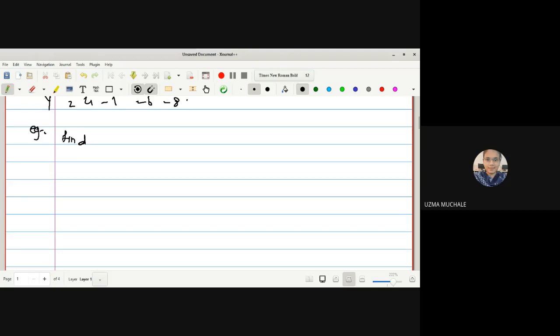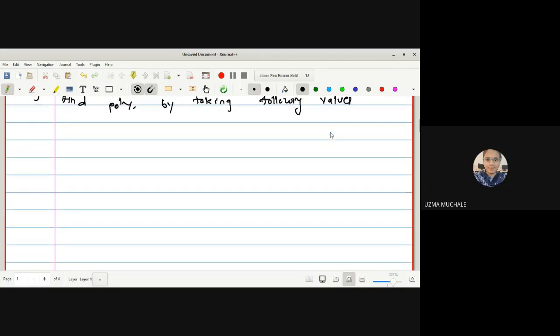Find the polynomial by taking the following values. For finding this polynomial, let us write the base values of x and y here so that we can prepare the table. x is 0, 1, 2, 3, 4, 5, 6, and 7.